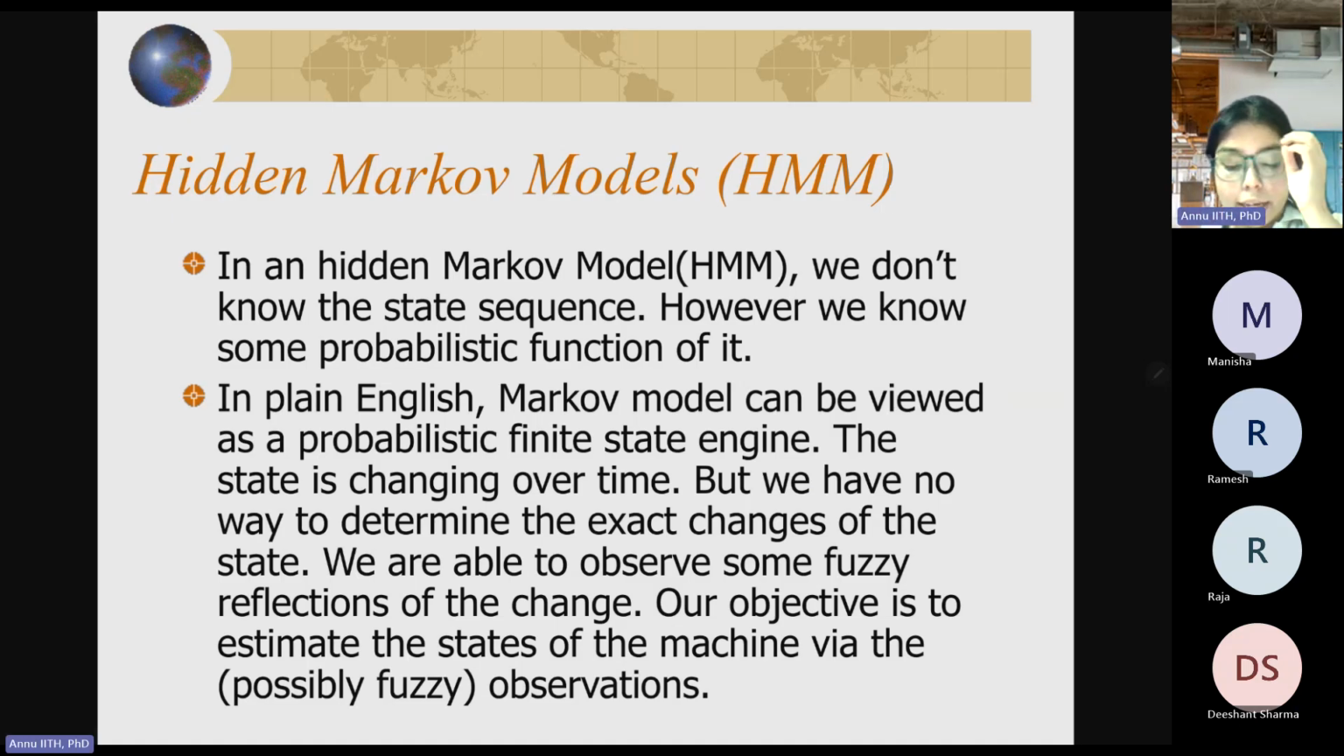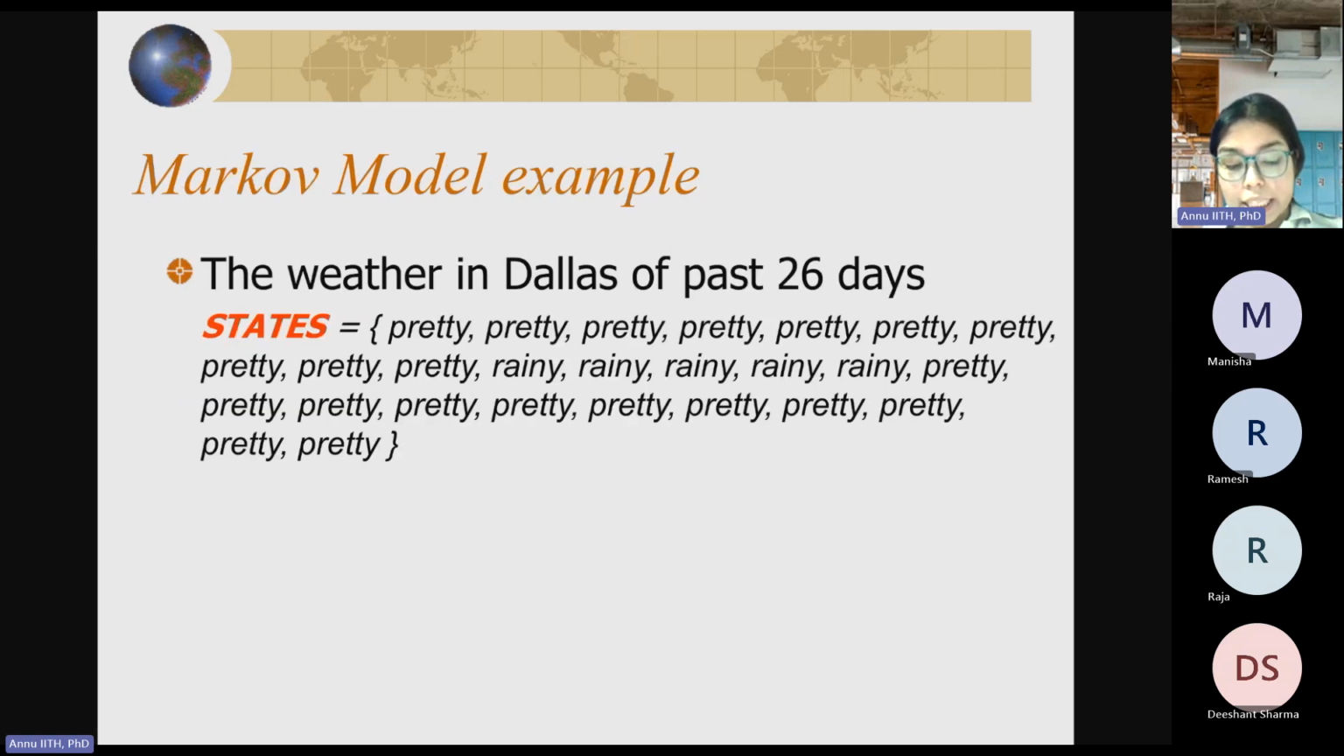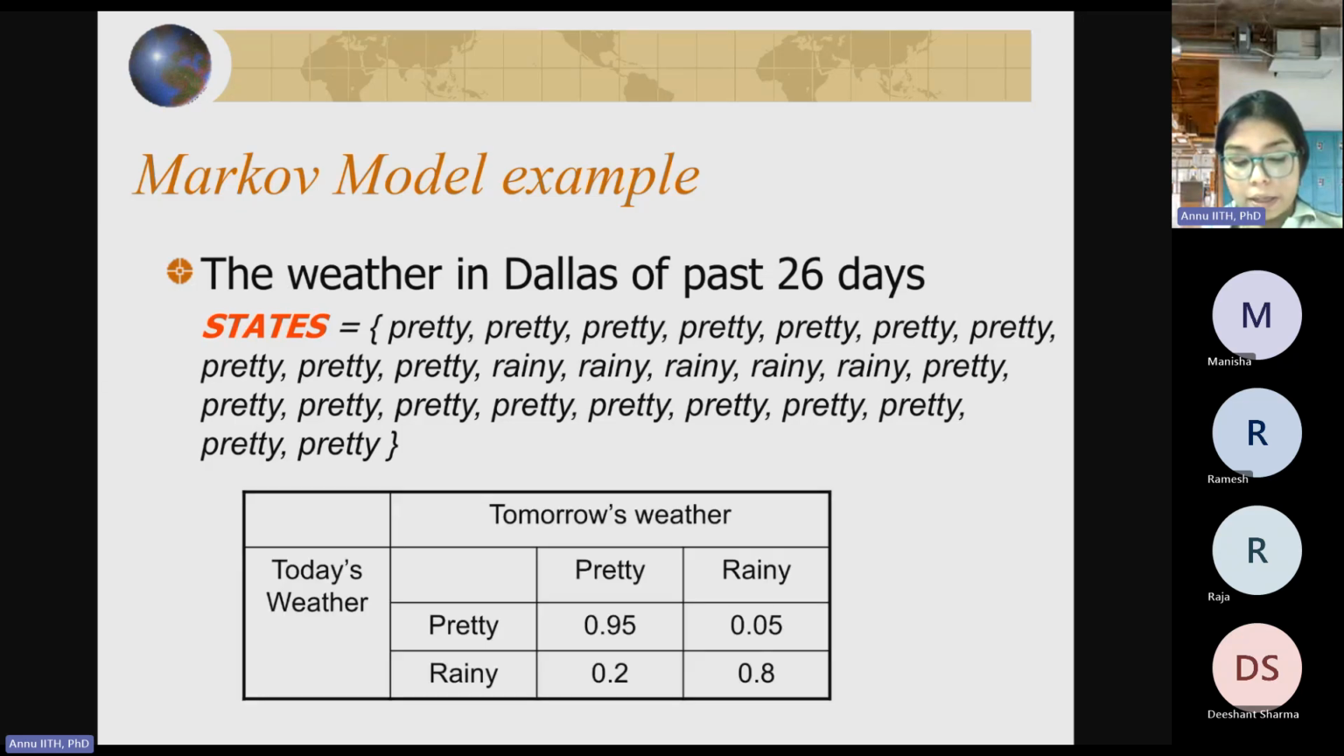For example, consider the weather in Dallas over the past 26 days. Dallas is one city. We can say the states are pretty, pretty, pretty, pretty, pretty, then rainy, rainy, rainy, then again pretty, pretty, pretty. So it is changing, but there will be some relationship in how it is changing, and that observation we need to find out. Suppose today's weather and tomorrow's weather: today's weather is pretty and tomorrow's is again pretty or raining. So what is the probability of going from pretty to pretty, what is the probability of going from raining to pretty, and what is the probability for this one? These are the probabilities.